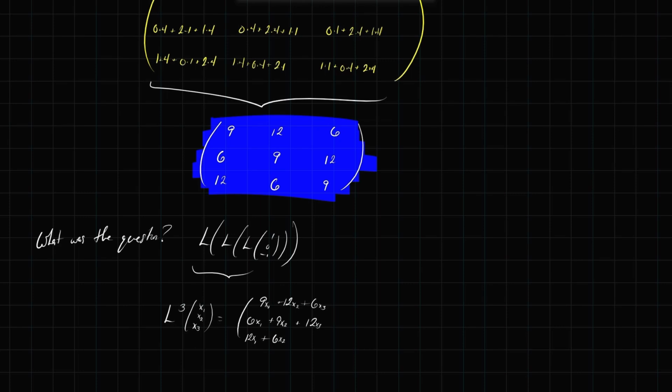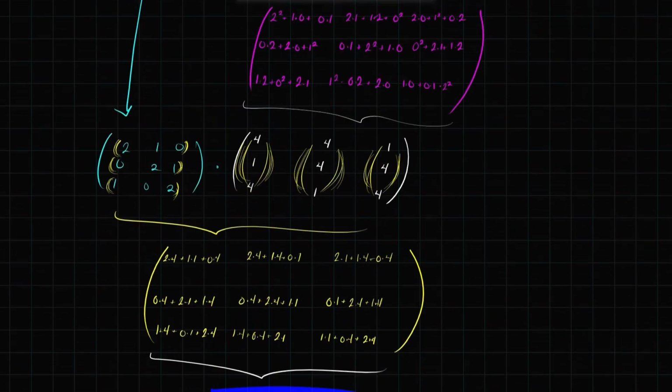plus 6x2 plus 9x3. Which means if I evaluate at 1, 0, negative 1, I'm just putting in a 1, a 0, and a negative 1, to give me the vector 9 plus 0 minus 6, which is 3. 6 plus 0 minus 12 is negative 6, and 12 plus 0 minus 9 is 3. It's a very nice way of calculating the triple composition of a linear map just through matrix multiplication.